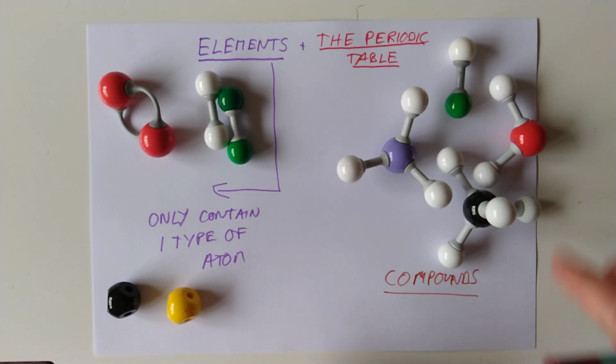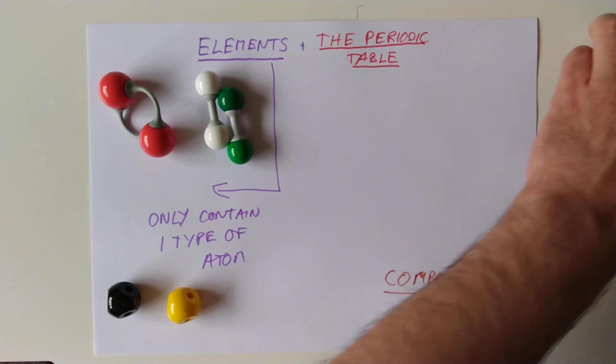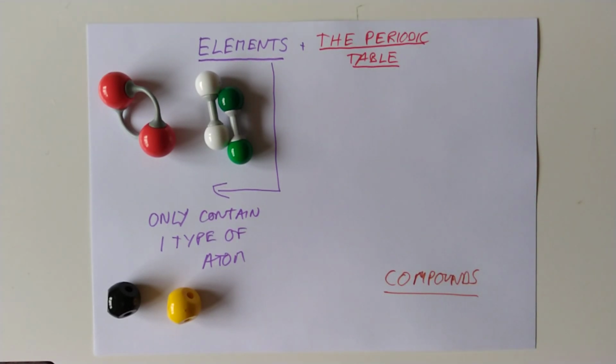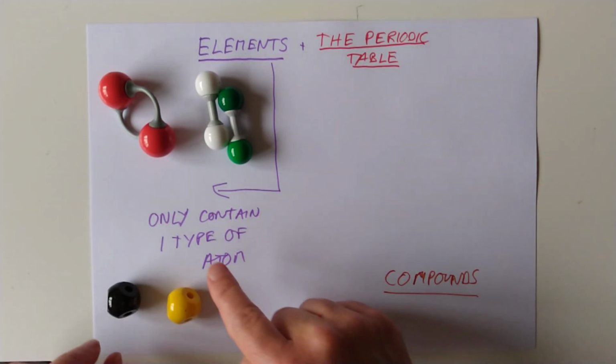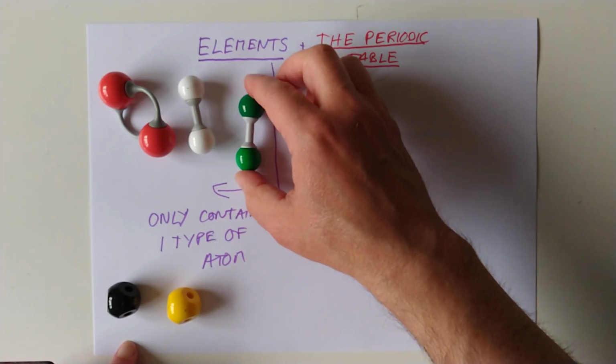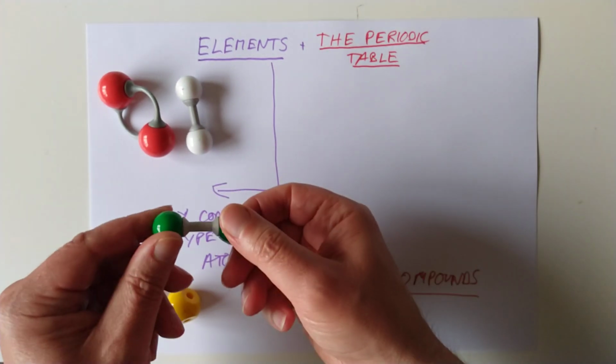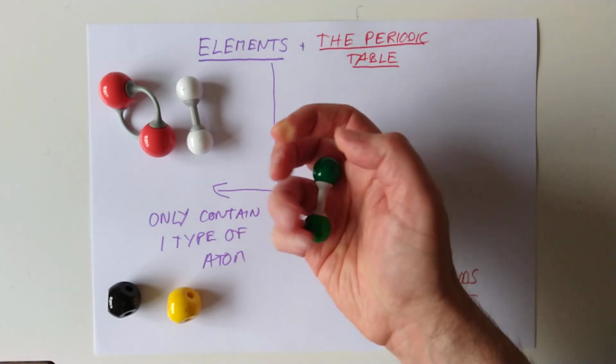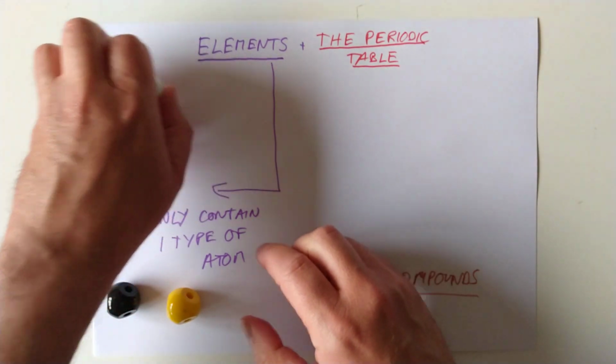Let's go back and look at the elements. So they are very special chemicals because you can't break them down into anything simpler. They've only got one type of atom. You can't make chlorine. Can't break it down into anything else. It's always just going to be chlorine. So where did that take us?